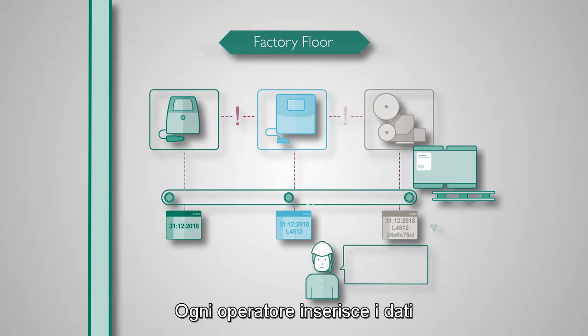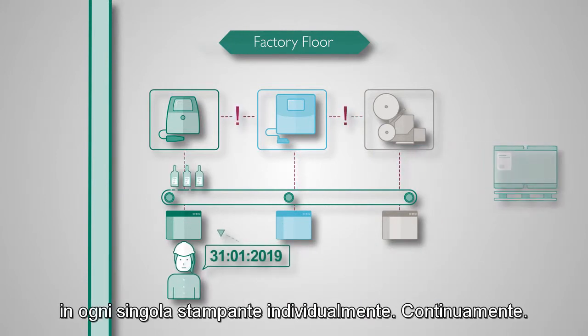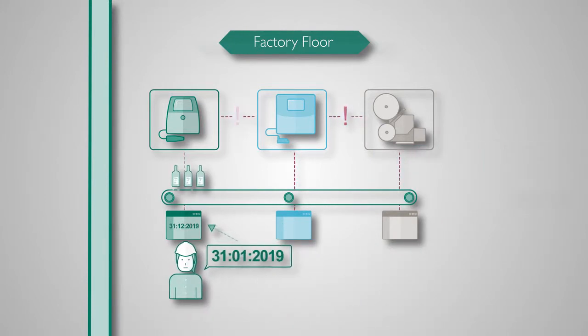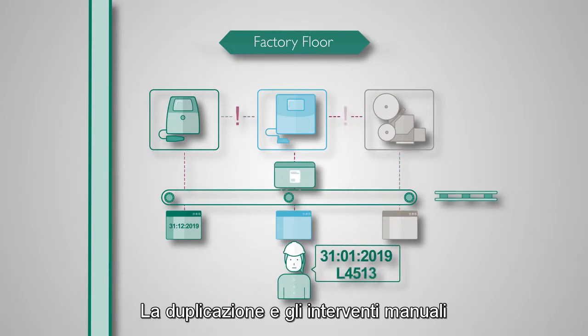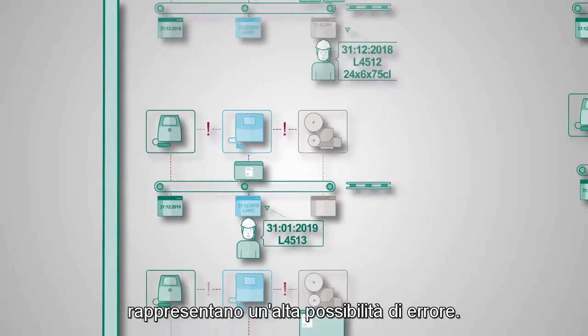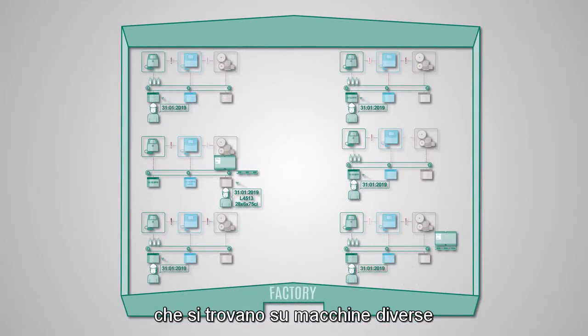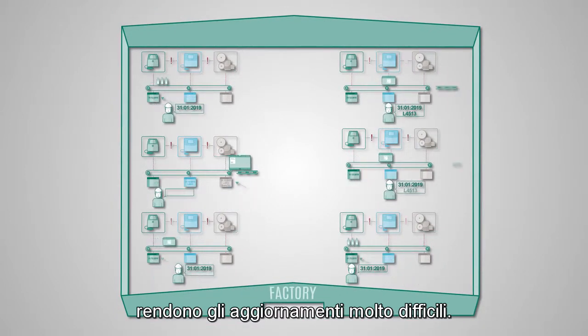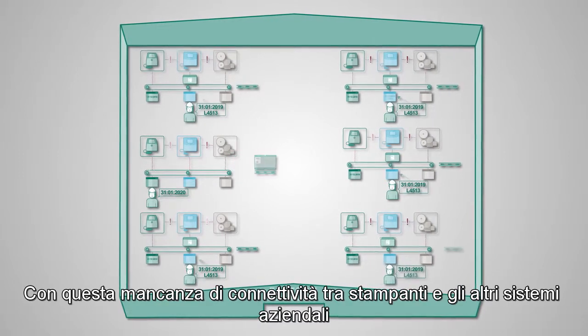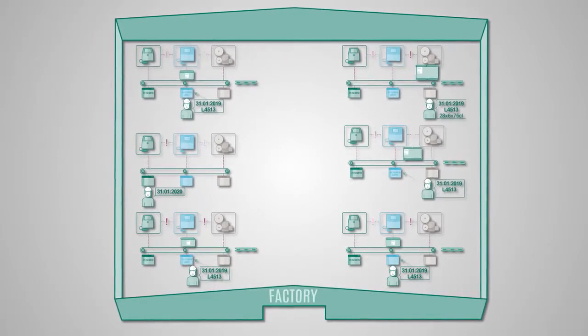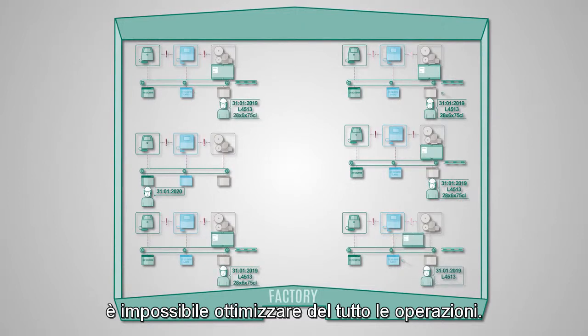Operators entering data into each printer individually, over and over again. Duplication and manual intervention means there is a high risk of mistakes. Different message templates sitting locally on individual coding machines makes them difficult to update. With this lack of connectivity between printers and other business systems, it's impossible to streamline operations fully.